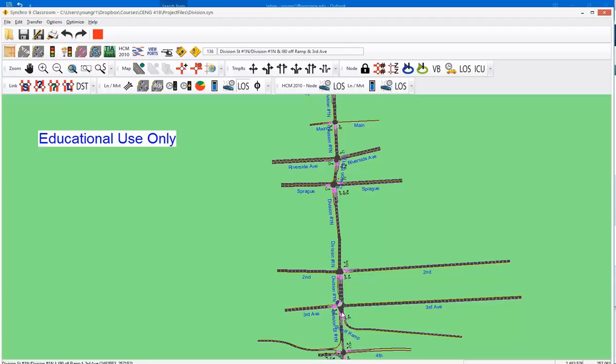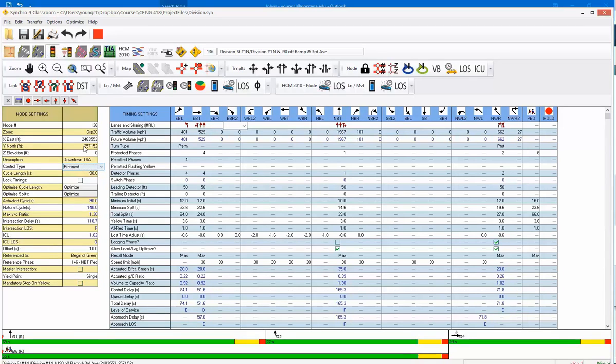So if I look at Division and Third, and I go over to my timing settings, which we worked with on the last lab, we see it's pre-timed, it's 90 seconds, and it has all the various splits. But there's also a setting here called offset, and what it means is that this is the time in seconds from a reference point, which is the first intersection, south of the interstate, and as we move further north, we'll see this offset number get larger. So it's saying that relative to the previous signal, the beginning of the green in the northbound through direction is going to come 10 seconds after the previous one.